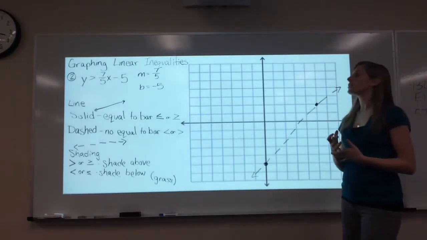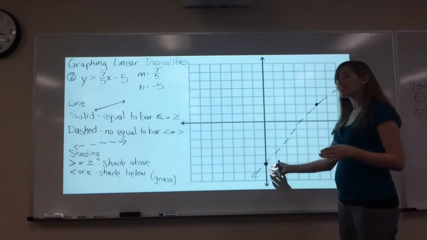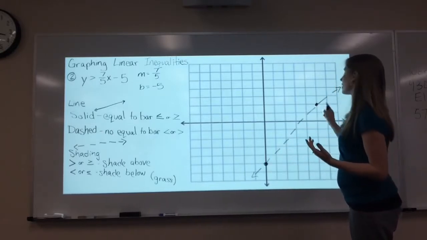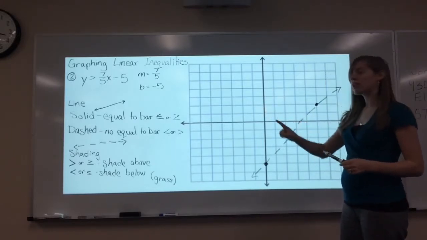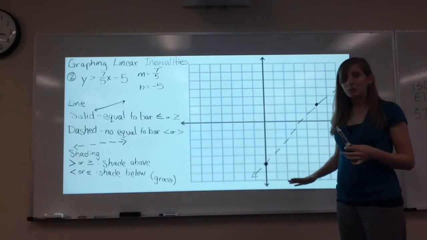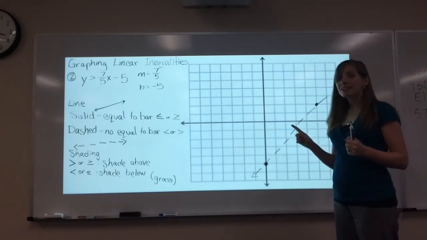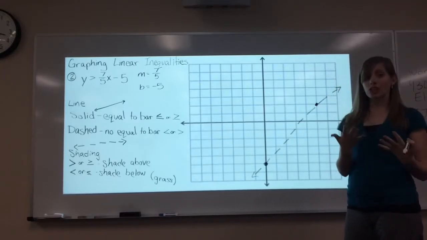The reason why we're doing a dashed line is to show that this line is actually not a solution. The points along this line are not answers to the inequality because it's not equal to. The line always represents the equal to parts. So the line is not a solution, but the shaded area will be. So I need to have the line so I know where to shade.